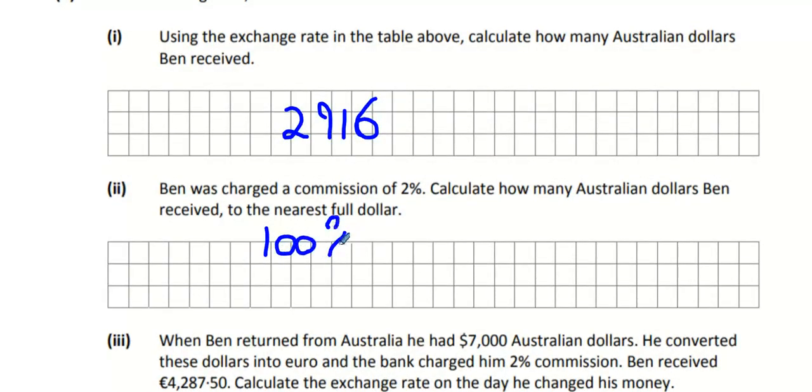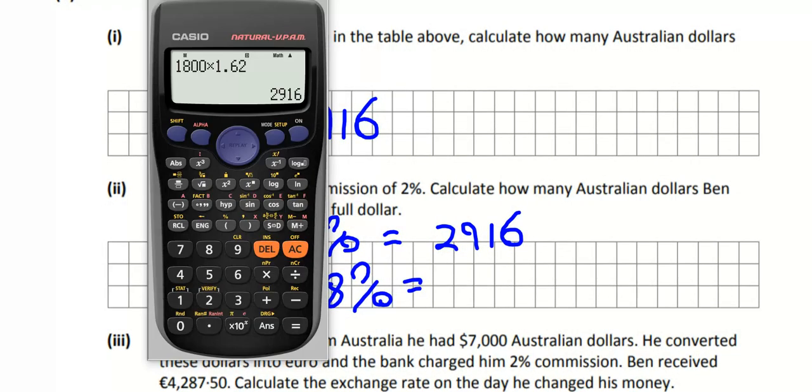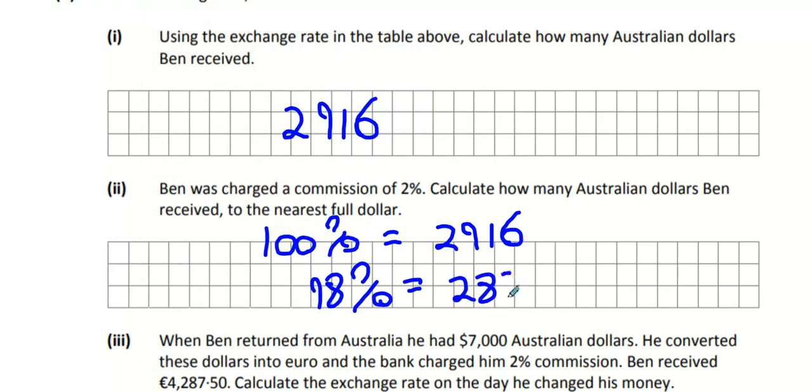100% of your money is 2,916. We're losing 2%, aren't we? What happens if you lose 2%? You're retaining 98. You can do it two ways. You can get 2% and take it away, or you can do it the way I like to do. I like to go direct. I just do multiply by 98%. Who got 2,857.68? Who got full marks for that?